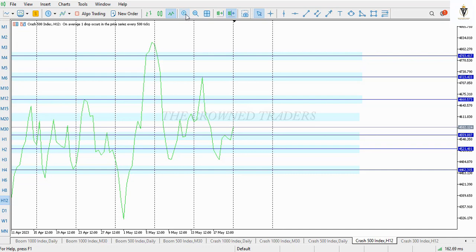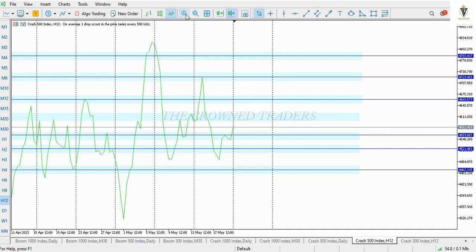Now the minimum you want to pick out is three levels below current price and three levels above current price on any of the time frames, so that your charts will not be dirty. You can pick beyond three levels per time frame. You can pick six levels and all that, but at the end of the day your chart will look very dirty.